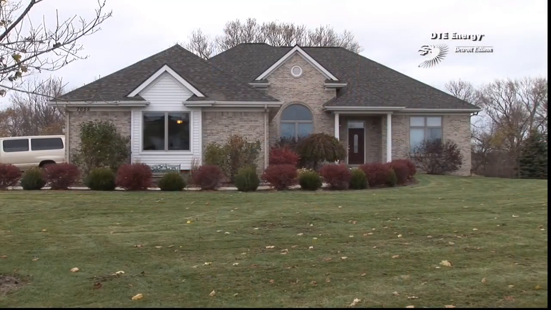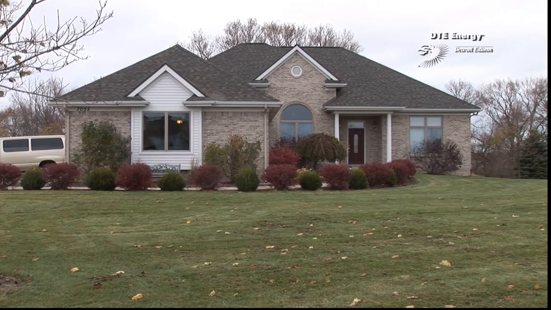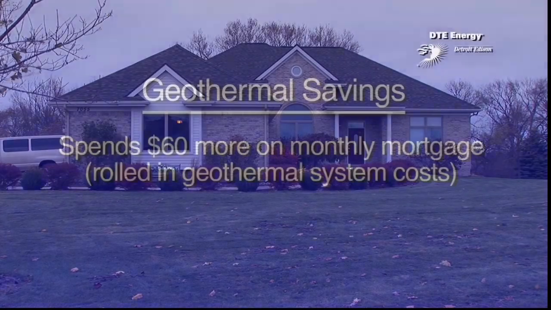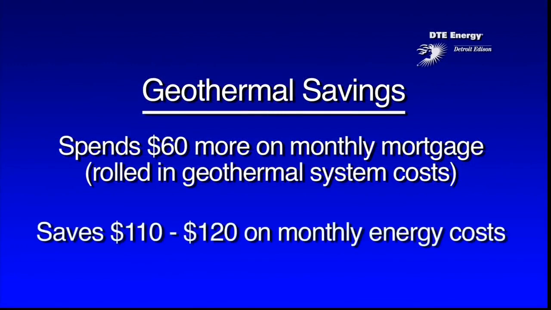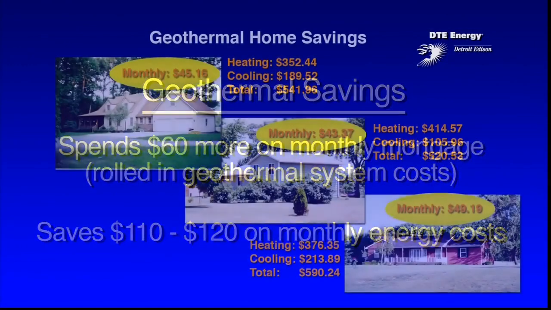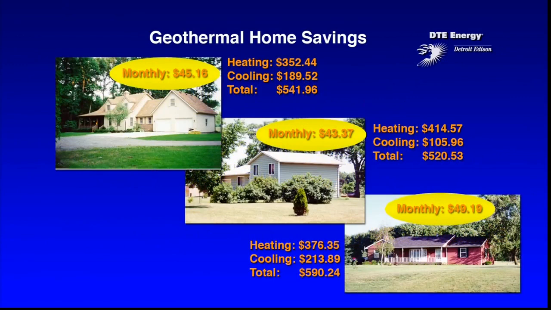Well, the first benefit that we looked at was the cost savings. In this home, our differential between doing a conventional system versus geothermal was about $10,000 more for the geothermal system. I'm spending about $60 more per month in my mortgage, but I'm saving about $110 to $120 a month in energy. And those savings are pretty typical for homes with geothermal in Michigan.